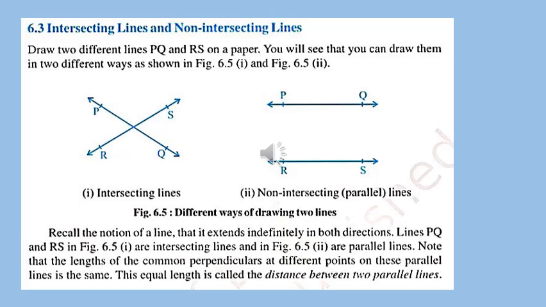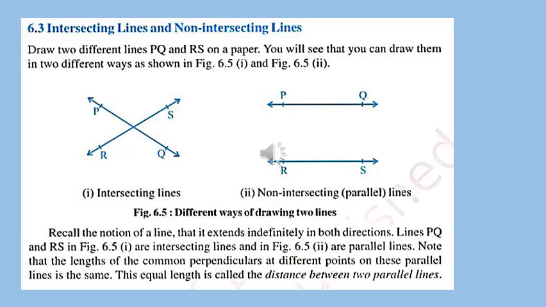Now when two lines are there in a plane, they are intersecting lines or non-intersecting lines. Non-intersecting lines are lines which never intersect each other. These lines are called parallel lines. You can see two different figures with two different lines PQ and RS on the paper. In the first, the lines are intersecting each other, and in the second, the lines are non-intersecting, which are called parallel lines.